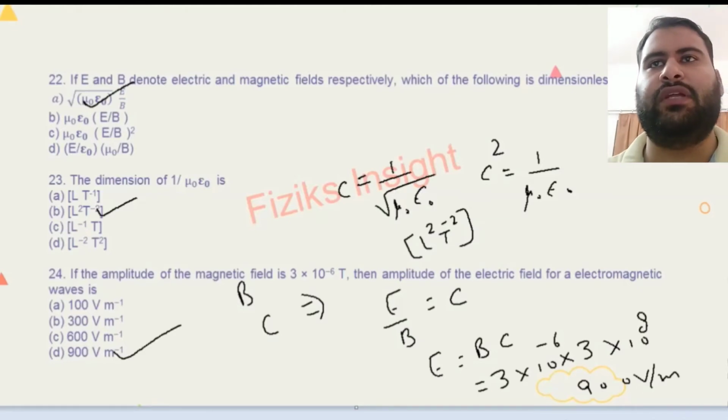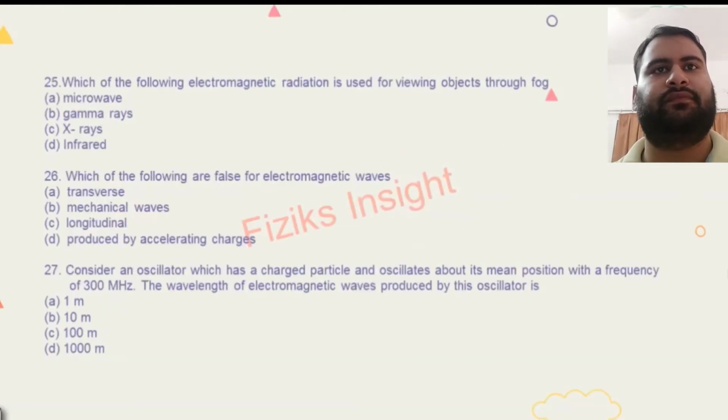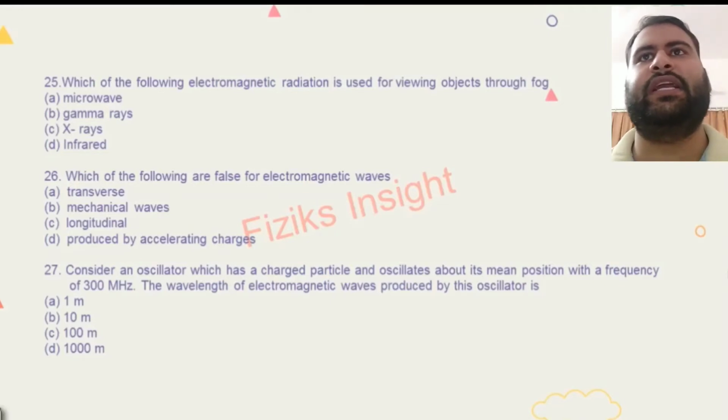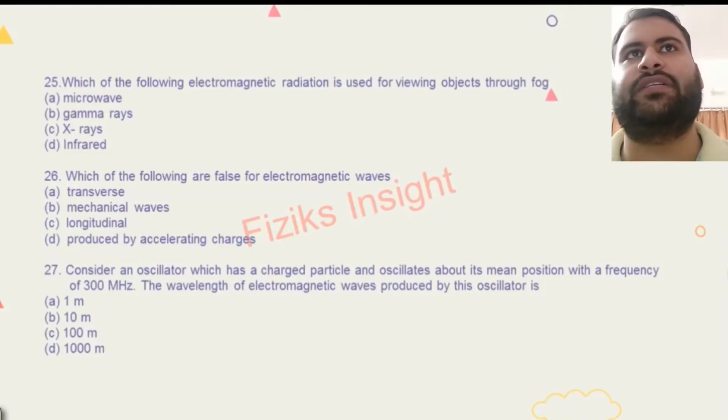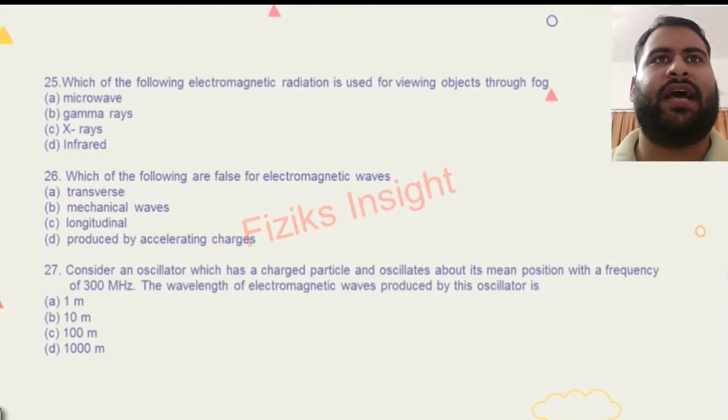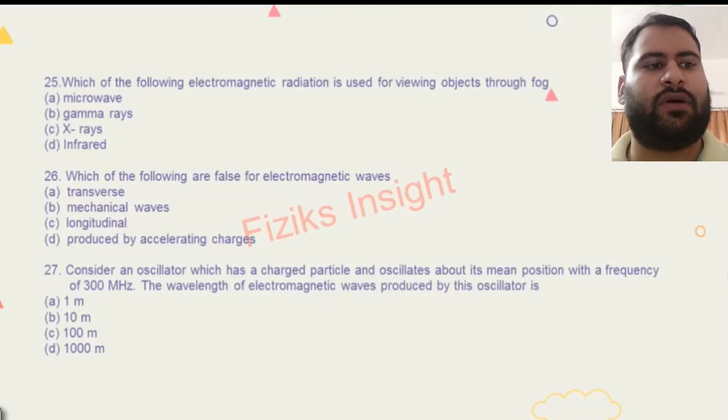Now let's proceed to the 25th question. Which of the following electromagnetic radiation is used for viewing objects through fog? A option is microwave, B option is gamma rays, X-rays and infrared rays. So which option is correct?